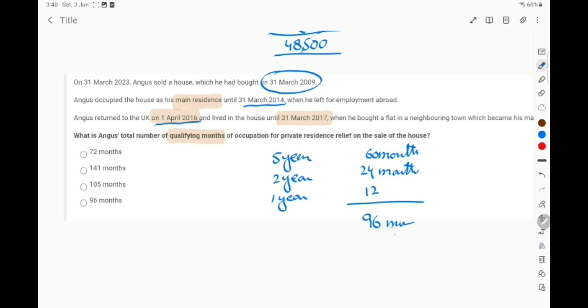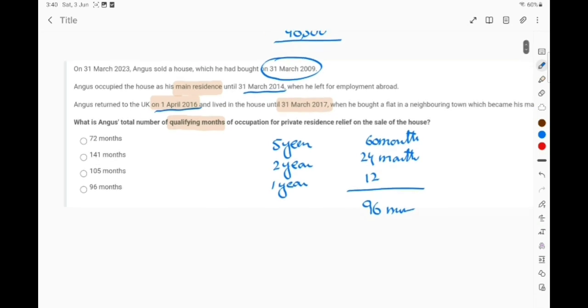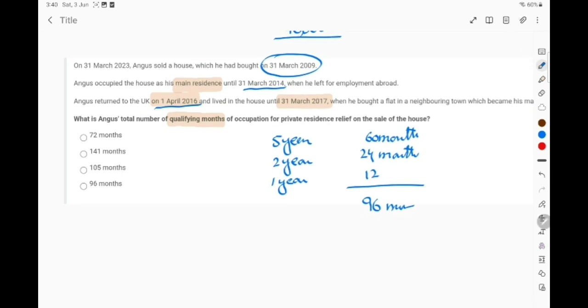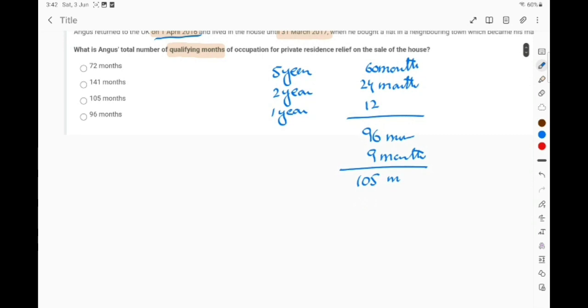So mostly students consider this is the answer, but they forget that the last 9-month period is always deemed to be an occupied period. And for this, there is no condition that there should be an actual occupation before and after that particular period. So that last 9-month period would be added to this and the answer is 105 months. So mostly students do not consider this 9-month period, so that is why their answer gets wrong. So remember the rule that the last 9-month period is always considered to be a deemed occupied period, so it will be included.